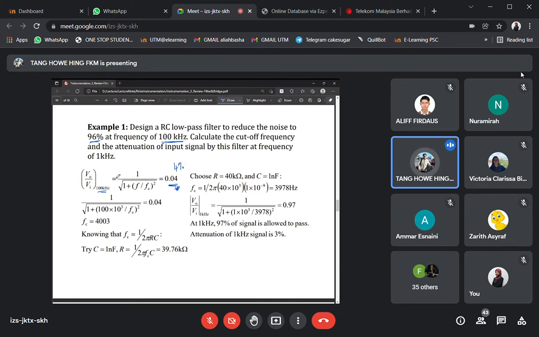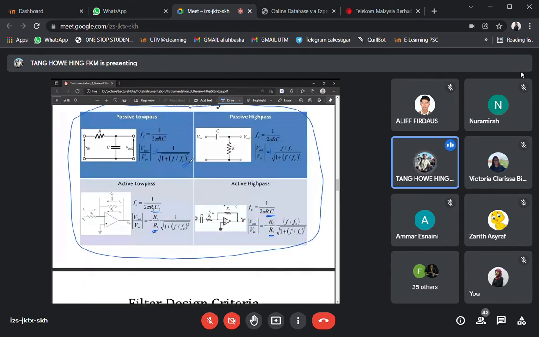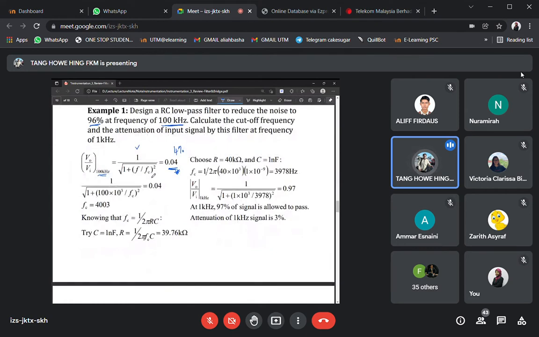And then we just need to substitute the formulas for the transfer function of these low pass filters. As you can see, this is the formula, so we just substitute it in. For the frequency f, this is exactly equivalent to 100 kilohertz. So we substitute it in and we can solve for the cutoff frequency. Once we solve these equations, we found that the cutoff frequency has to be equal to 4,003 hertz.